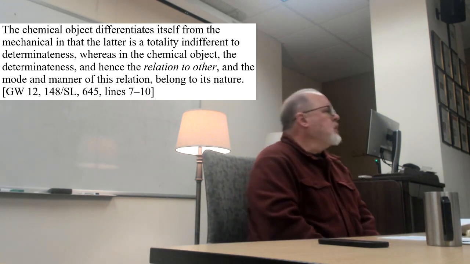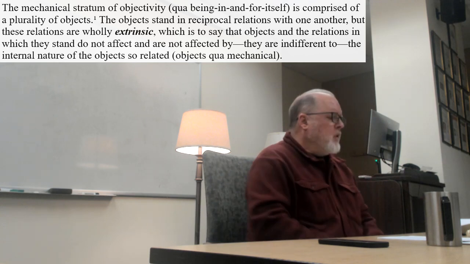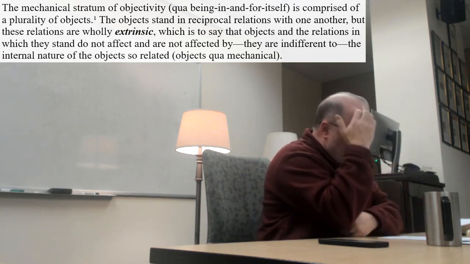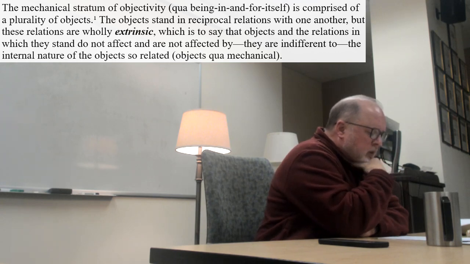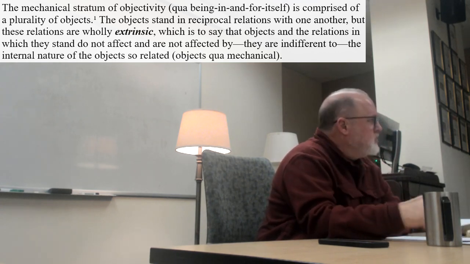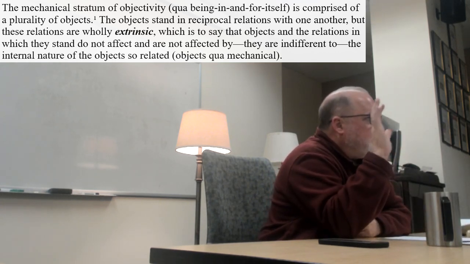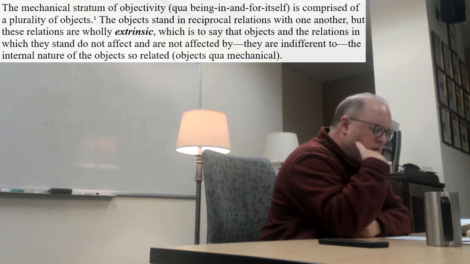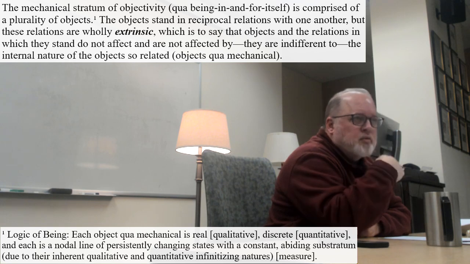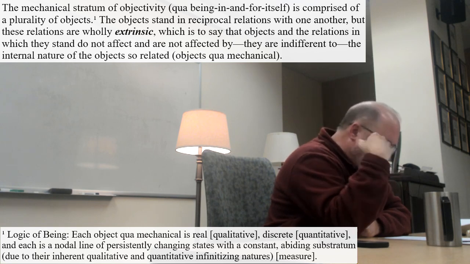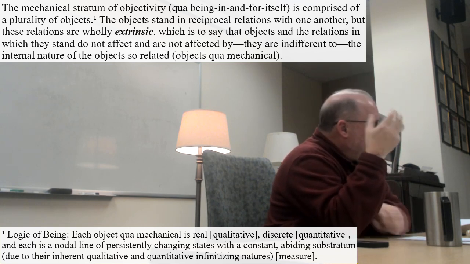Thank you. Other questions? All right, then take a look with me at the handout I gave you. Look under account, the mechanical object. So the mechanical stratum of objectivity, that is qua being in and for itself, so we're talking in that dimension of objectivity, is comprised of a plurality of objects. So, I thought this was a good place to drop this in, right? So look at the footnote. The logic of being here is entailed here.